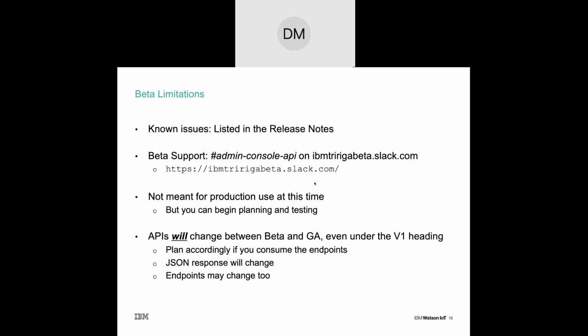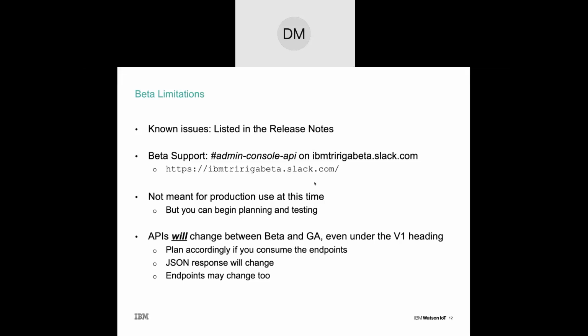https://ibm-tririgabeta.slack.com. The limitation is this is not really meant for production use at this time. There are still some bugs and some things that you can read about in the release notes, but you can begin planning and testing and seeing what interesting apps and what interesting orchestration you can do with that right now.